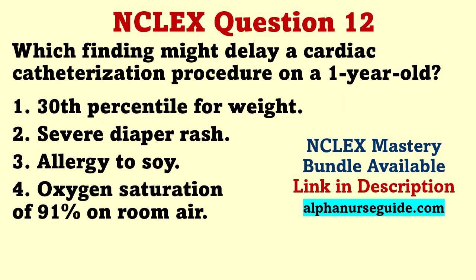Which finding might delay a cardiac catheterization procedure on a 1-year-old? 1. 30th percentile for weight. 2. Severe diaper rash. 3. Allergy to soy. 4. Oxygen saturation of 91% on room air. The correct answer is 2.